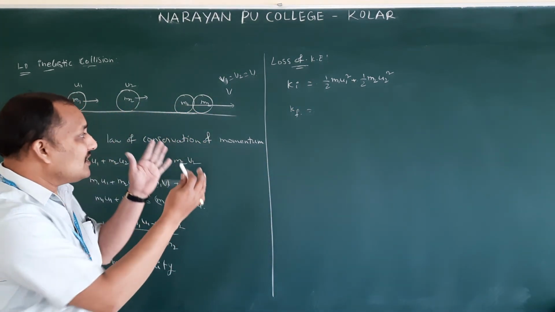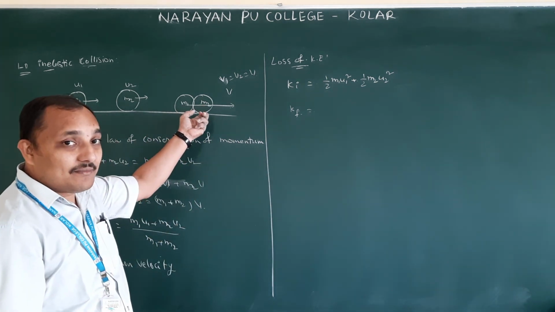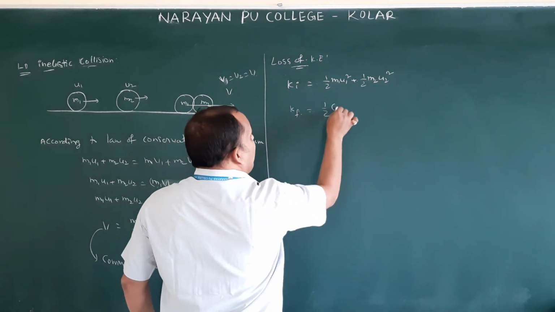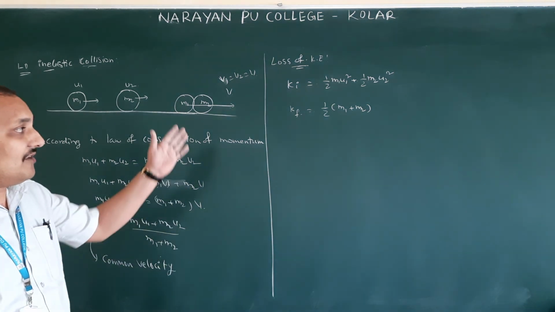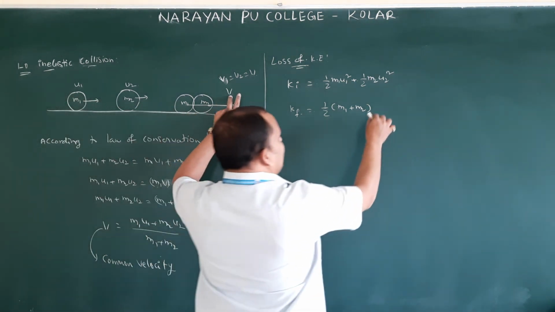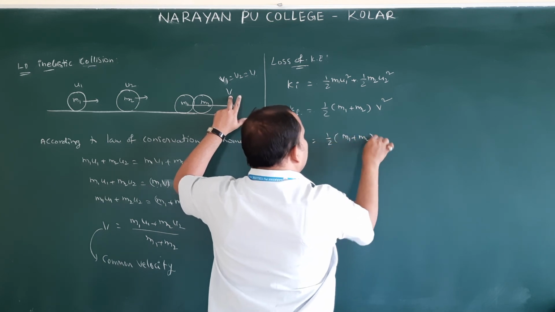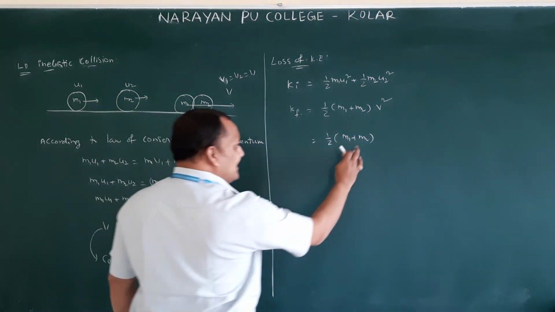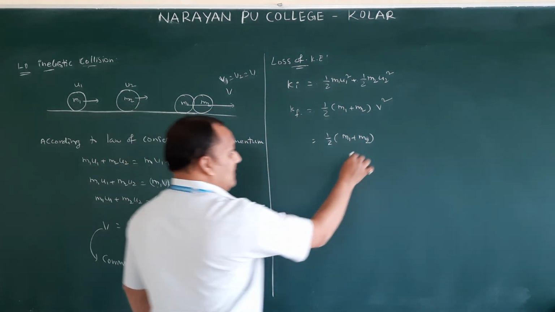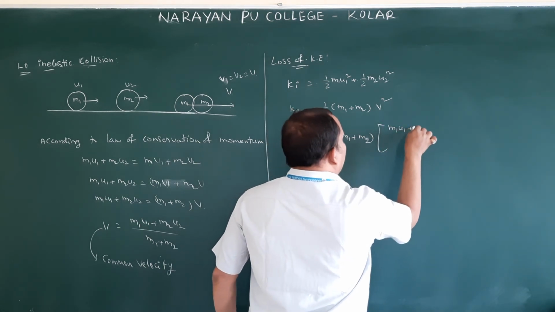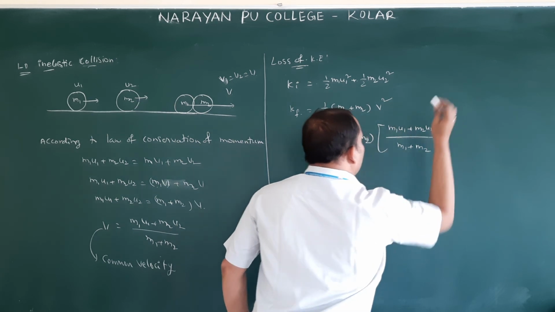So after collision, both are moving combinedly. Both are moving combinedly means total mass how much? M1 plus M2. Therefore, half of mass (M1 plus M2) of v square, where v means this common velocity. What is the V value we got? Common velocity here we got: V is equal to (M1 U1 plus M2 U2) by (M1 plus M2), whole square.